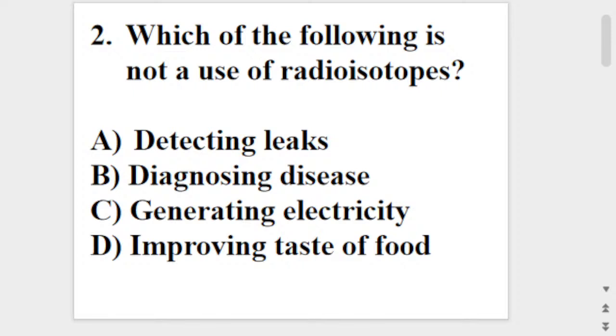And not only that, we have a lot of radioisotopes used in generating electricity. The vast majority of countries of the world don't generate their electricity from water like we do here in Nigeria. They generate their electricity from radioactivity, from radioactive materials. So radioactive material can be used for a lot of things. They can be used to detect leaks in pipes. They can be used to generate electricity. We can use it to diagnose diseases. But we cannot use radioactive isotopes to improve the taste of food.